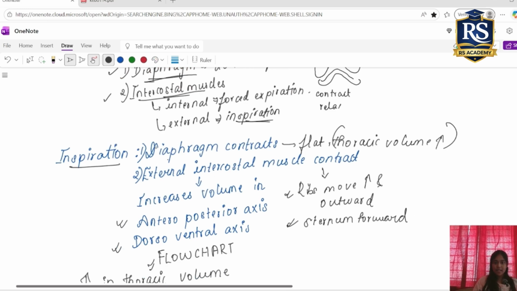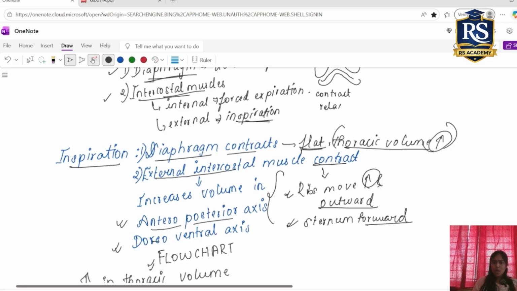Okay, now let us see the inspiration process. I have already told you that respiration involves two muscles, the diaphragm and the intercostal muscle. There are two types of intercostal muscles: external and internal. In inspiration, the external intercostal muscles and the diaphragm play a major role. Both get contracted. What happens when the diaphragm gets contracted? It becomes flat, and when it becomes flat, the thoracic volume will increase. When the external intercostal muscle gets contracted, the ribs will move upward and outward, and the sternum will move forward. Due to these activities, there will be an increase in volume in the anterior-posterior axis and also the ventral axis.